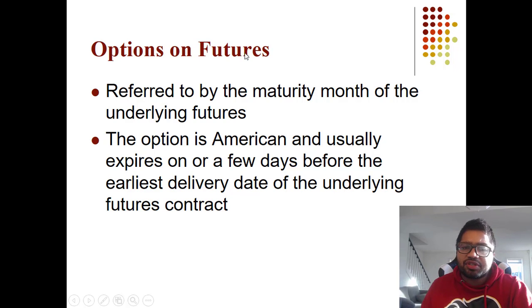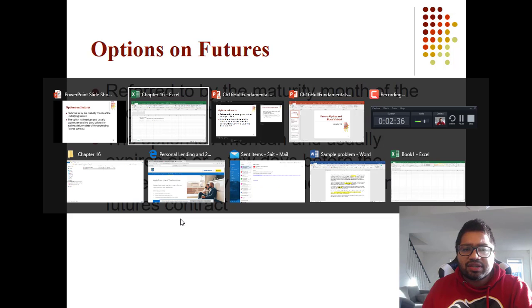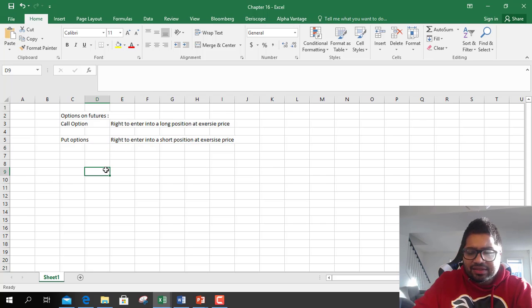Okay. So options on futures are referred to by the maturity month of the underlying futures. The option is, most of the times, American, and usually expires on or a few days before the earliest delivery date of the underlying future contract. So what does that mean? Let's take an example.